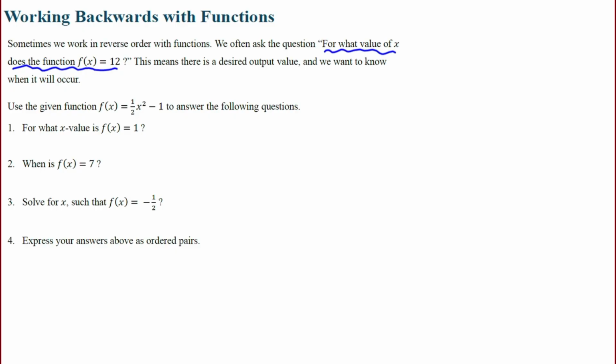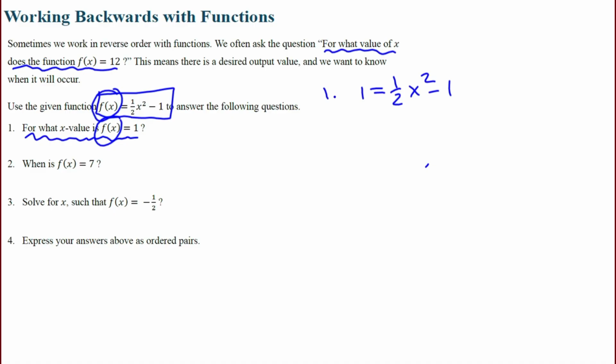backwards. So let's suppose we're given a function f of x equal to 1/2 x squared minus 1. And we say, for what value of x is f of x equal to 1? Well, we're working backwards. We know the output is 1. We want to know what x value has to be input. So what we do is we replace the f of x in the function definition with the value that we want it to be equal to, which in this case is 1. So for problem number 1, we're going to say 1 is equal to 1/2 x squared minus 1. We simply replace the f of x with the number we want it to be equal to.